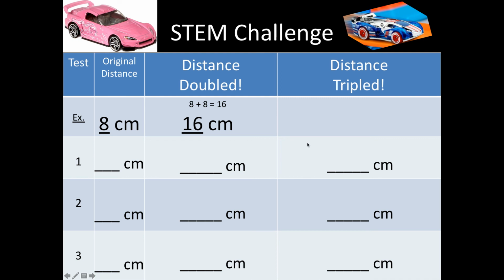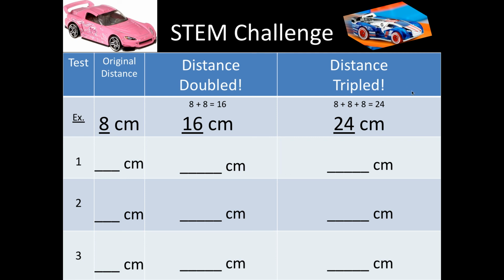The next thing I would need to do is triple it. And so here's the equation. It would be the original 8 centimeters tripled. So 8 plus 8 plus 8 equals 24. And then right here, I would write 24 centimeters using the pencil tool, just like that. So now it is your turn.